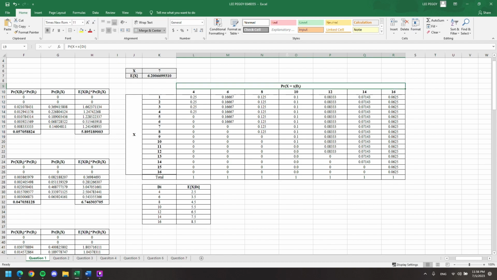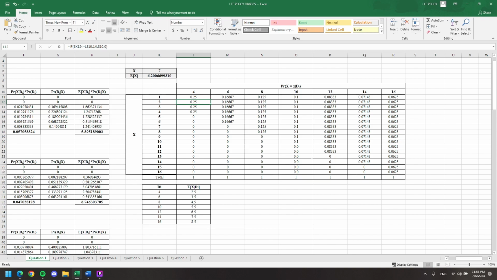To compute this, we can create a table and use the Excel if function, which is if X is less than or equal to the number of sides, the probability is 1 divided by the number of sides, or else it's 0.